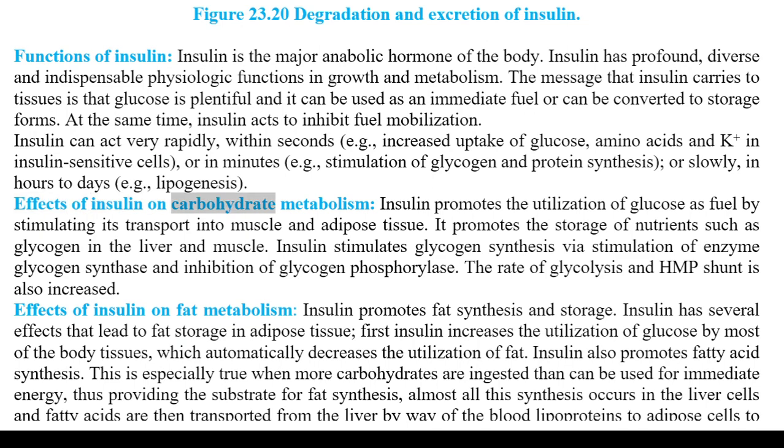Effects of insulin on carbohydrate metabolism. Insulin promotes the utilization of glucose as fuel by stimulating its transport into muscle and adipose tissue. It promotes the storage of nutrients such as glycogen in the liver and muscle. Insulin stimulates glycogen synthesis via stimulation of the enzyme glycogen synthase and inhibition of glycogen phosphorylase. The rate of glycolysis and HMP shunt is also increased.